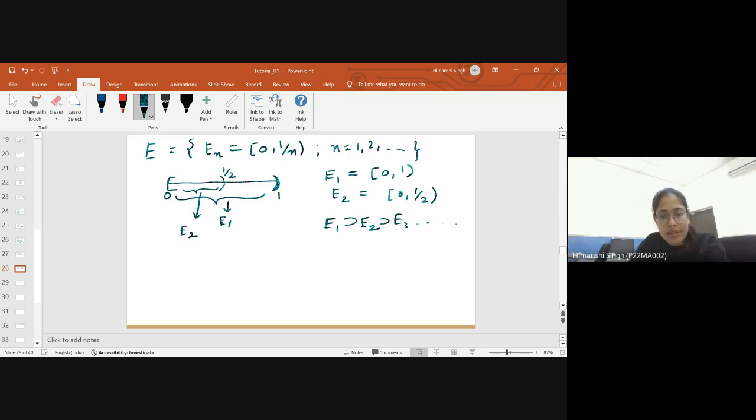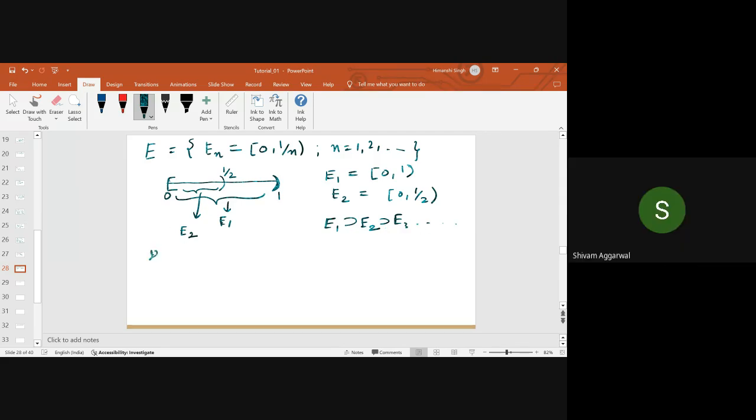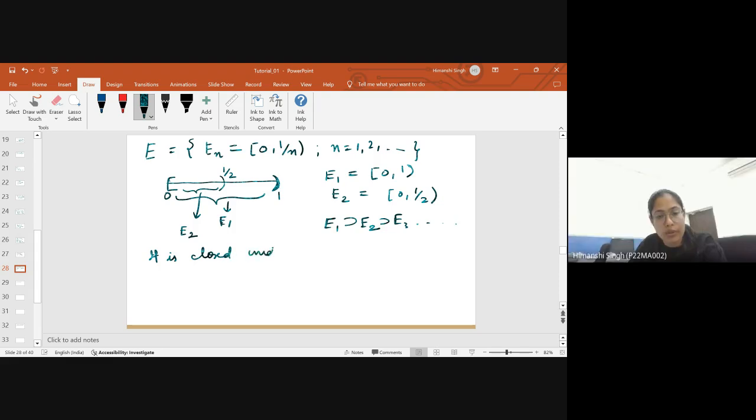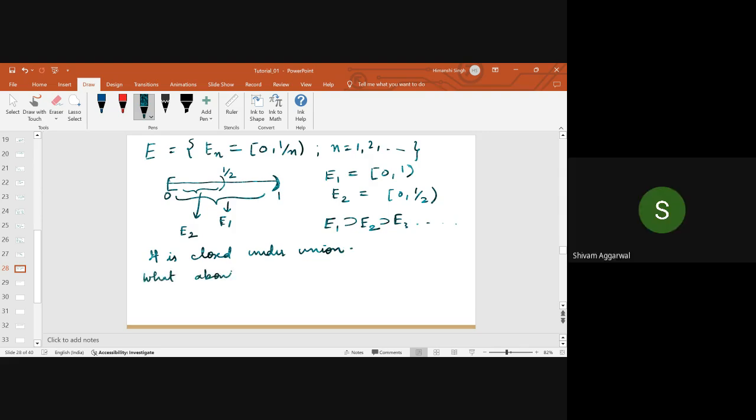Since E1 and E2 are like that, let us first consider their union. Since E1 contains E2, their union E1 union E2 will be E1. I can say E1 union E3 will be E1 because E1 is a superset containing all other sets. So it is closed under the union. But what about the differences? Does the difference also belong to R? Union is done. Now, what about difference? The difference of E1 and E2 will be from 1 by 2 to 1.